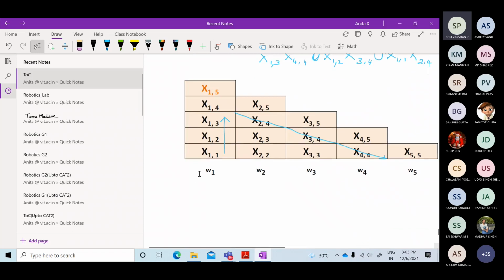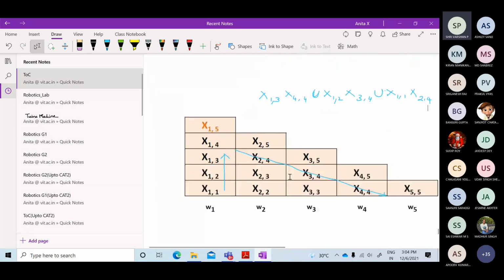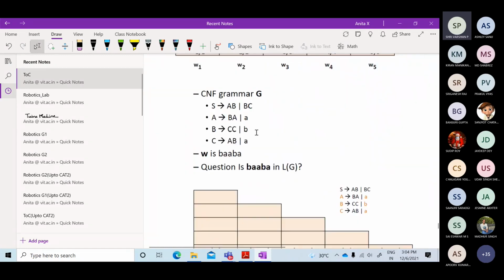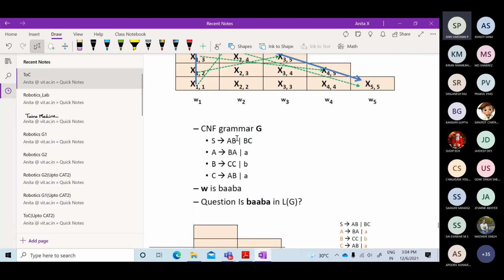If I want to check a string, that is w1 w2 w3 w4 w5 together forming a string, and the string belongs to the language of the grammar, then in this block I will have the start symbol of the grammar. Here we can start with an example.